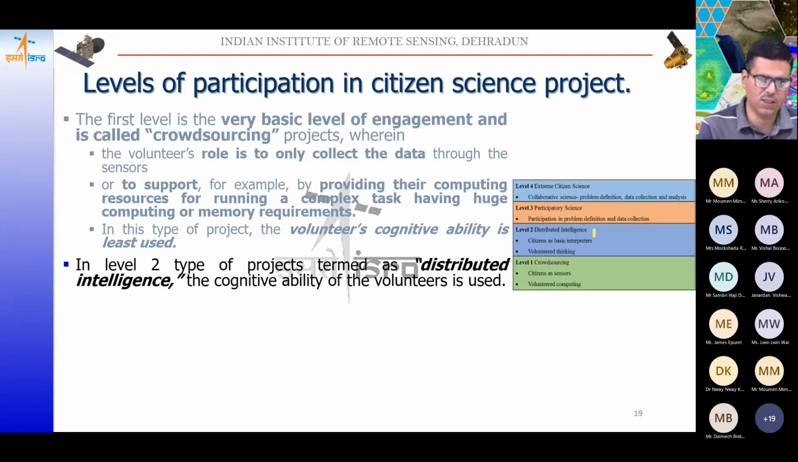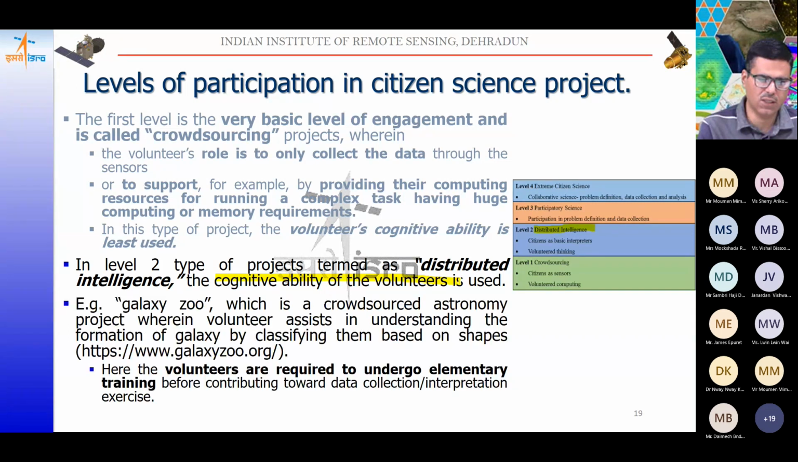The second level is termed distributed intelligence. Here the thinking ability or the cognitive ability of the volunteers is being utilized, and there are various examples under this category. A popular example is Galaxy Zoo, which is a crowdsourced astronomy project where volunteers assist in understanding the formation of galaxies by classifying them based on different shapes. The URL is galaxyzoo.org.